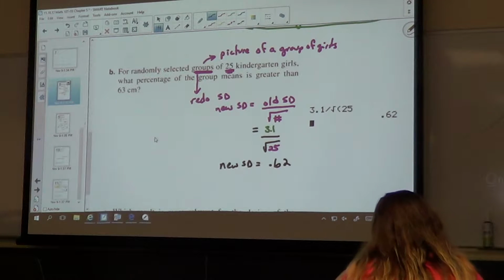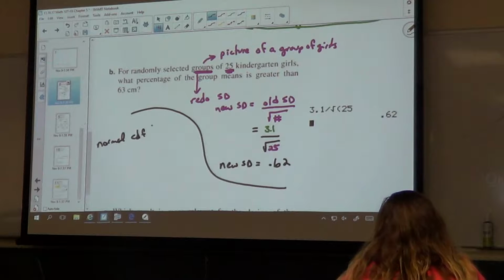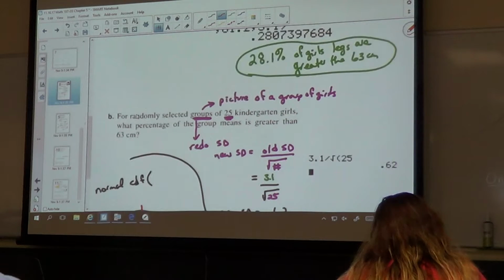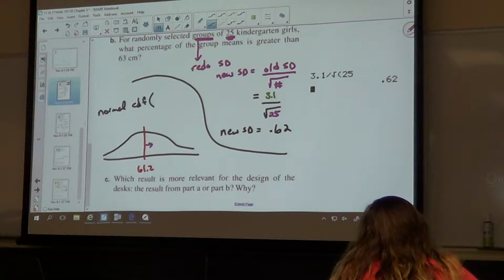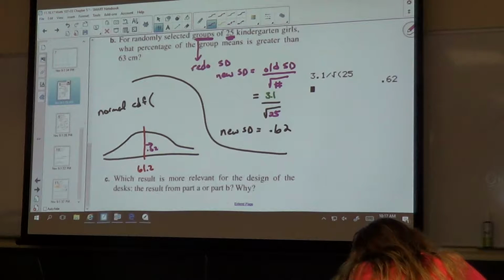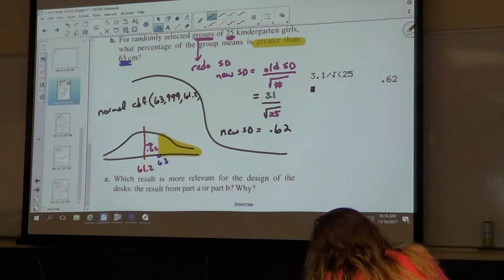Now, we still have to do the normal CDF. Did the mean change? No. So my mean is still 61.2. My standard deviation is no longer 3.1. What is it? 0.62, because we got a group. My data is still 63, and we're still doing greater than that. So what's my lower limit? What's my upper limit? What's my mean? And what's my standard deviation?